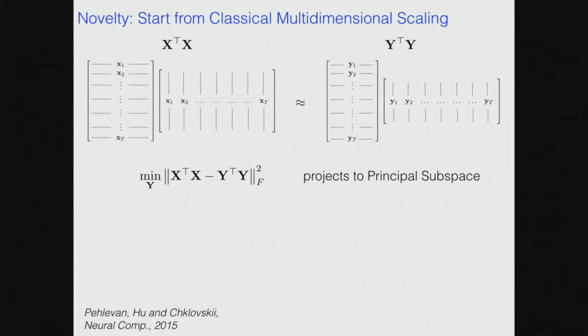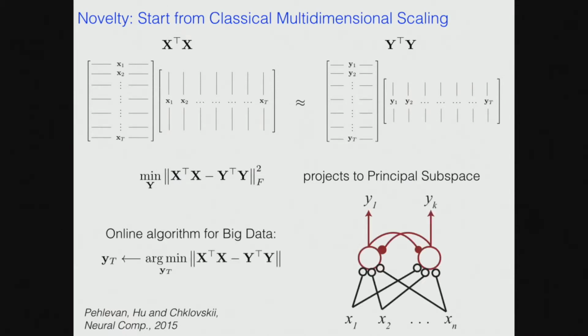So we can turn this into a cost function. And it turns out the solutions to this cost do exactly the same thing as PCA does. It projects the input to the principal subspace. Okay, so what's the novelty here? This is where we come in. We can take this cost and turn it into an algorithm to do principal subspace extraction online.